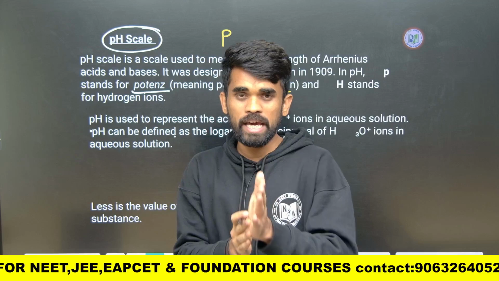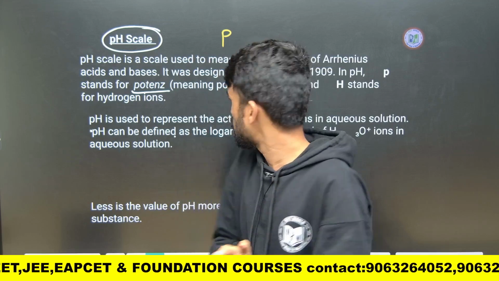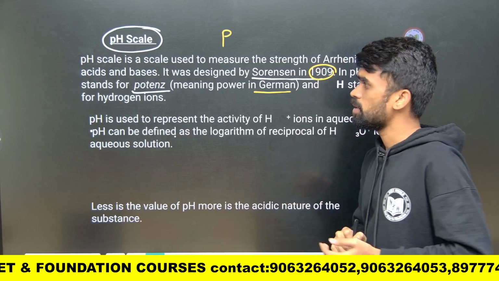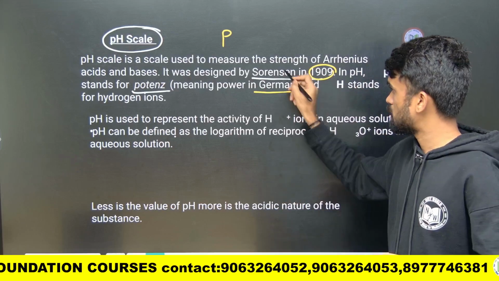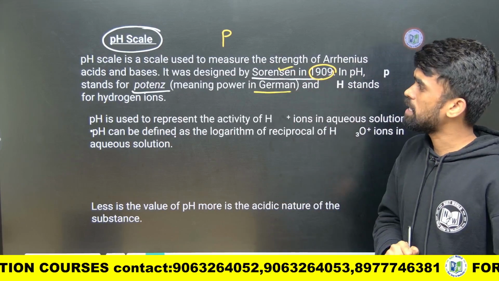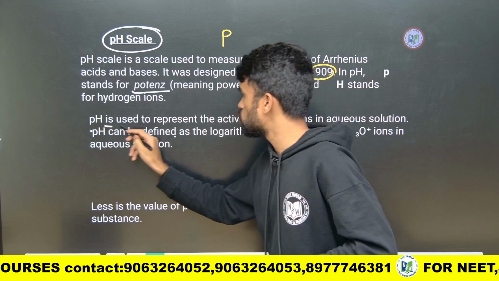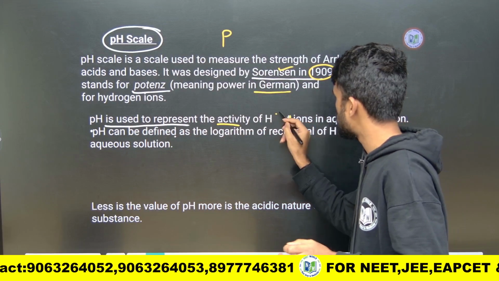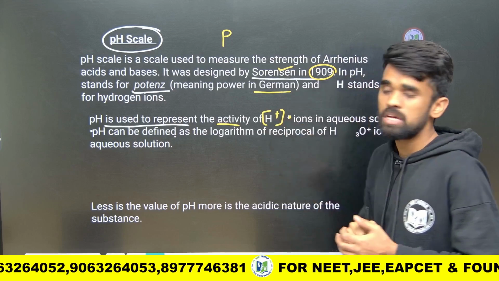Now this pH scale was given by whom? It was given by Sorensen in 1909. So this is designed by this person, Sorensen. So what does it indicate? pH is used to represent the activity or the concentration of H plus ions in an aqueous solution.